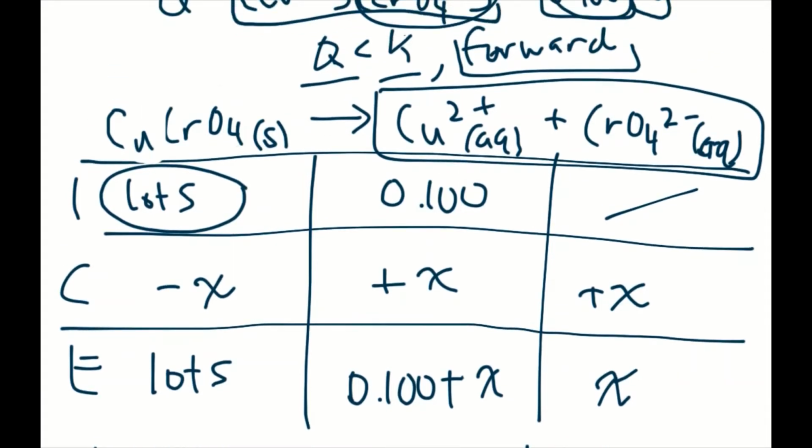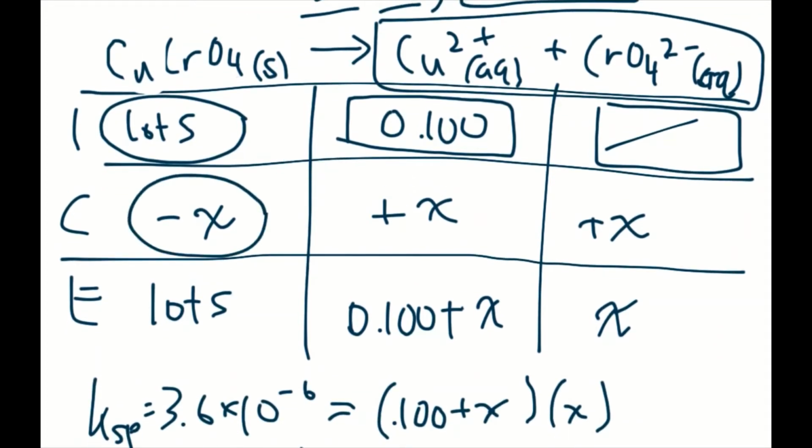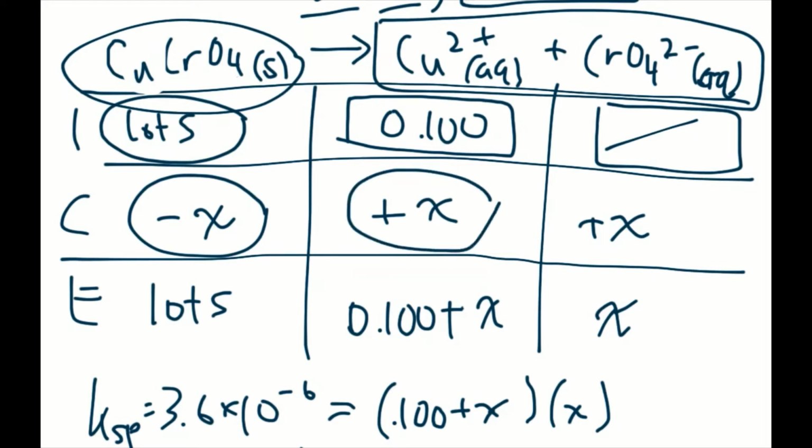So we know that we start off with 0.1 molar of copper(II), but we start off with no chromate. So for every x molar of copper(II) chromate that dissolves or disappears from its solid form, x molar of copper(II) and x molar of chromate are formed in a stoichiometric manner. So you see how it's all a 1:1:1 ratio.